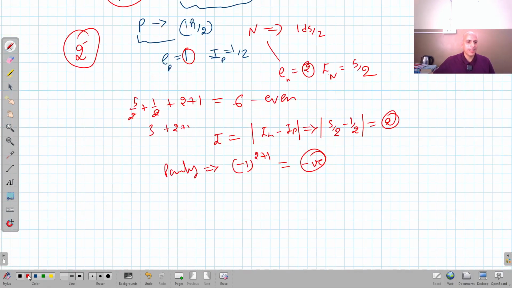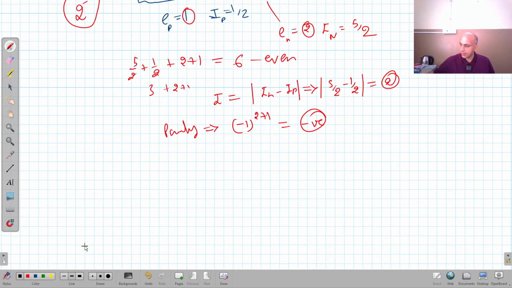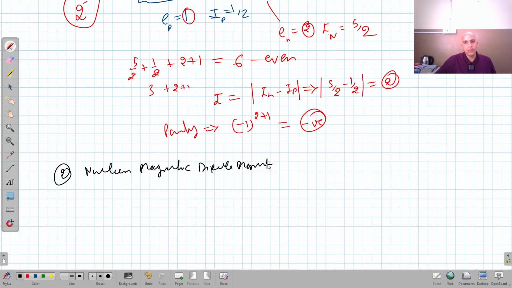Now I am coming to the second application of shell model that can be asked. It is nuclear magnetic dipole moment. So this model also makes a prediction about the magnetic dipole moment of the nuclei, right? And it assumes that the magnetic dipole moment arises only in odd A nuclei, and it arises because of the unpaired nucleon. For even nuclei, there is no magnetic dipole moment according to this shell model.